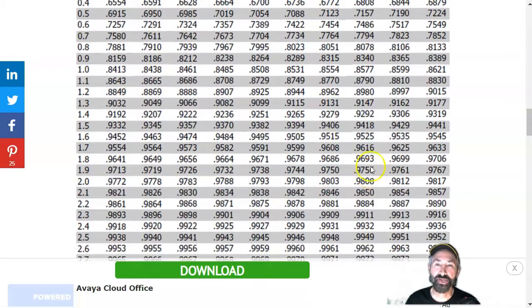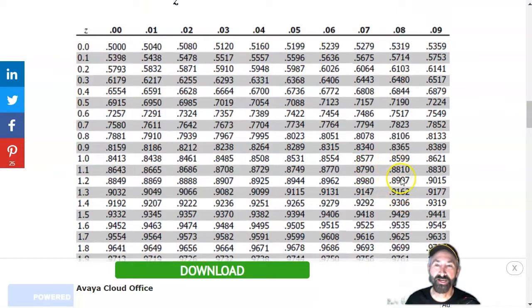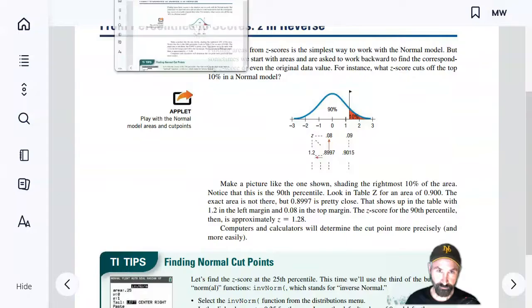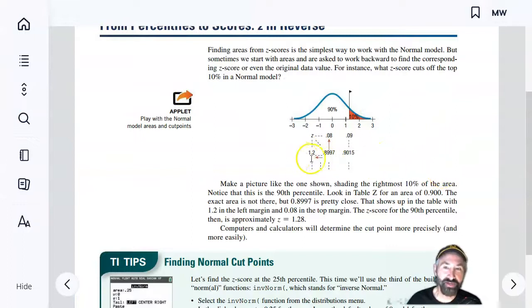So let's see here. If we like 0.8997, the z-score associated with that is 1.2 and 8. So 1.28. So 1.28 should be the z-score. And let's take a look. Let's see if they agree. Oh, they agree. They looked up 0.8997 just like I did, and then 1.2 and added the 8, and that got us z of 1.28.